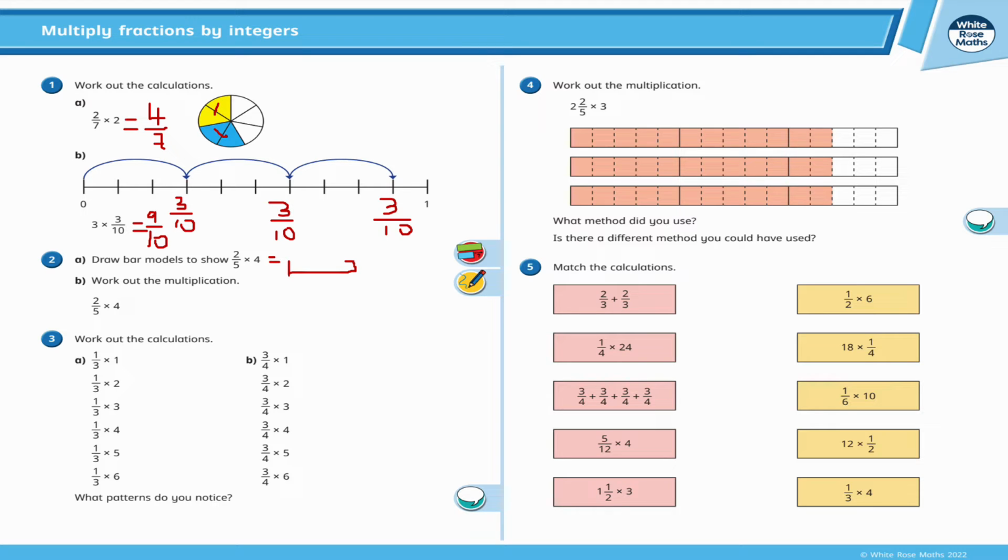So 2/5 times 4, the answer we're going to get is 8/5. So it's going to be 1 whole and 3/5. Imagine that I'm going to be splitting it into fifths. It's not my best artwork, but hopefully you can see what I'm doing. So that's gone into fifths, and then I'm going to draw another one. There we go. So we want 4 lots of these.